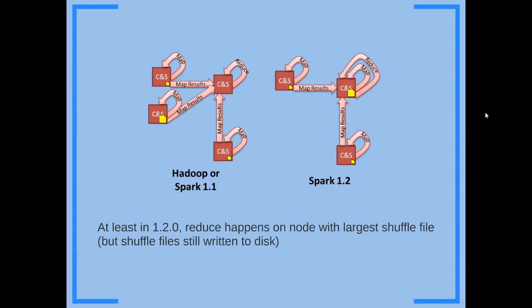Life gets a little better in Spark 1.2. I think Spark 1.2 is due to come out in December 2014. I haven't checked the latest on that. But there is one improvement in Spark 1.2, which is that the reduce operations get mapped to the node that happens to have the largest shuffle file. So it reduces the amount of data movement within your cluster and on your network.